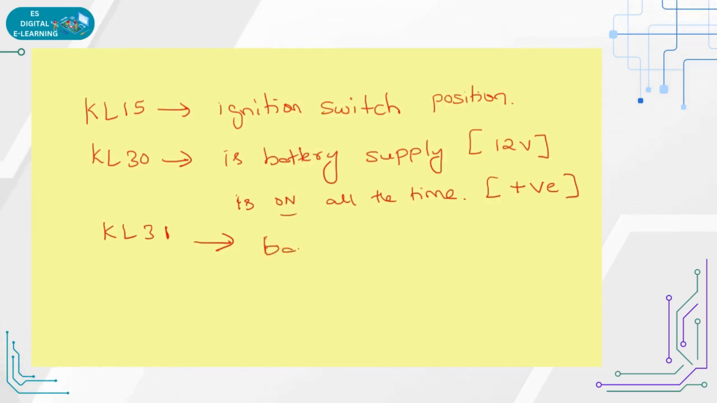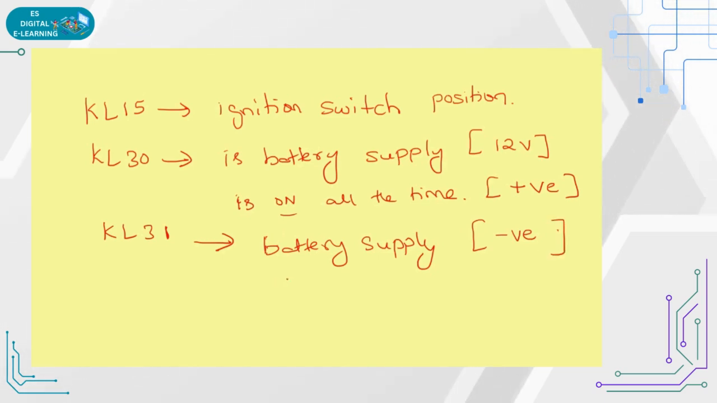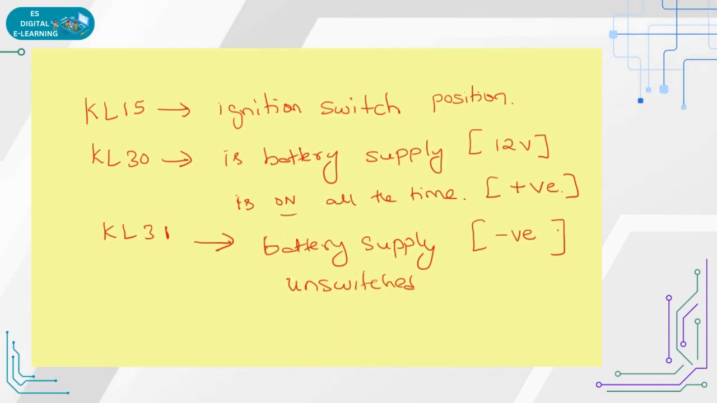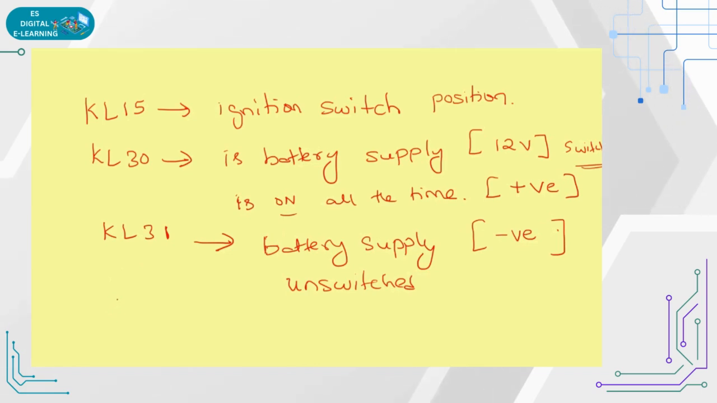Battery supply, negative charging. So this is an unswitched condition, and the other is a switched condition. Is it clear, right?